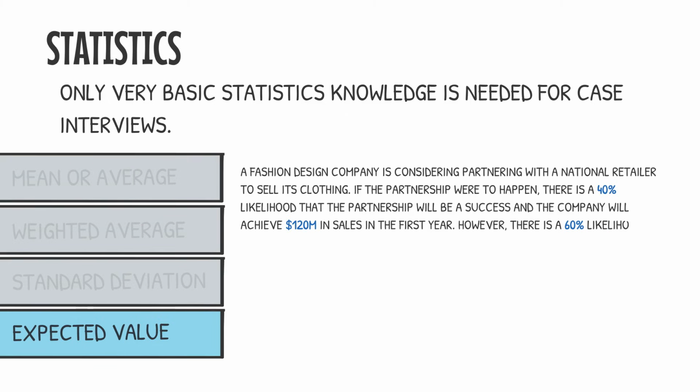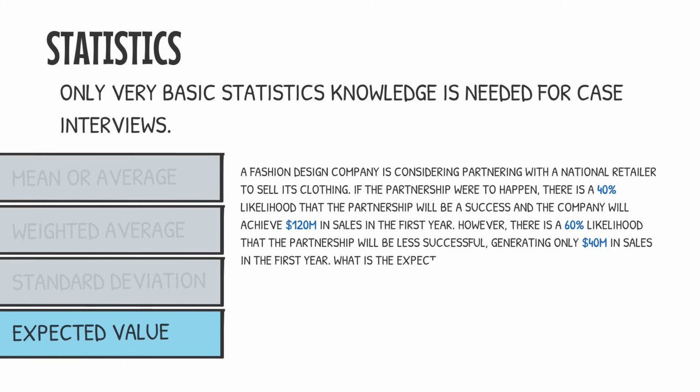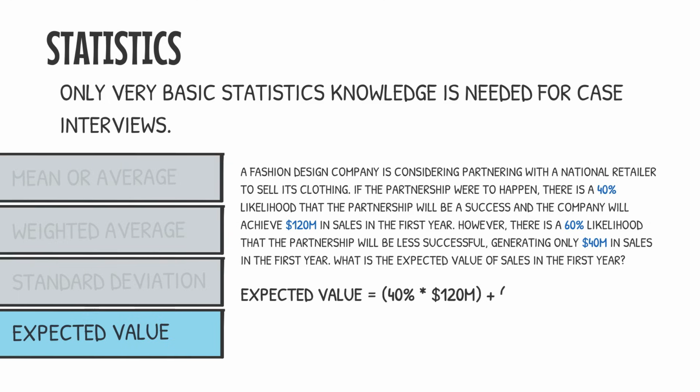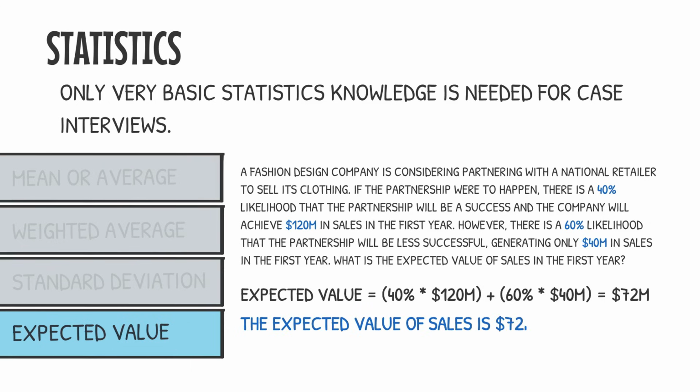However, there is a 60% likelihood that the partnership will be less successful, generating only $40 million in sales in the first year. What is the expected value of sales in the first year? The expected value is 40% times $120 million plus 60% times $40 million, which gives us $72 million. The expected value of sales is $72 million in the first year.